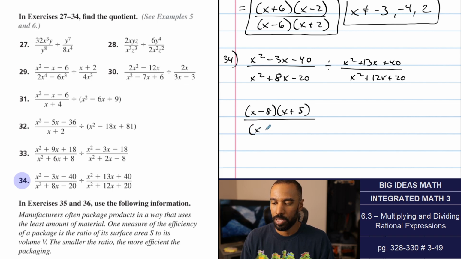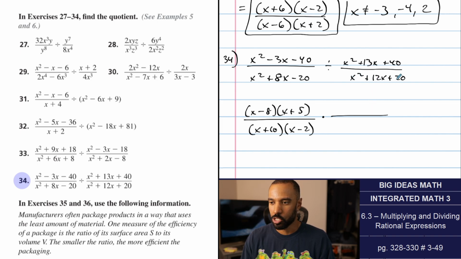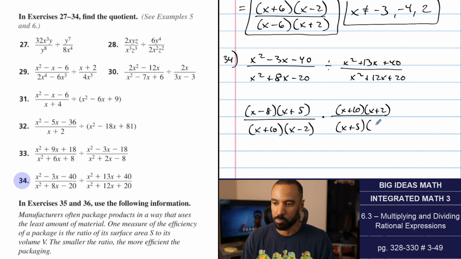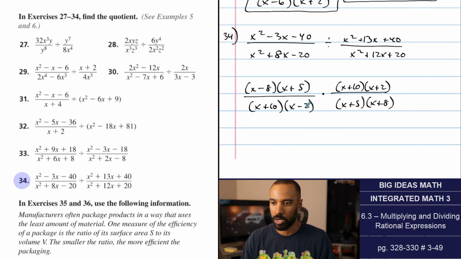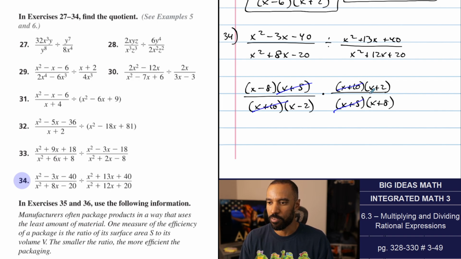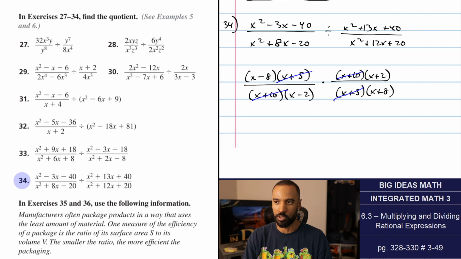Here we have x plus 10 and x minus 2 multiplied. Okay, I'm going to flip. This bottom one's going to be on top and factored, x plus 10 times x plus 2. And on bottom, I have x plus 5 times x plus 8. All right, I saw some things that will work and won't work here. So x plus 10s, x plus 5s, and it's the same kind of thing as the previous problem, right?